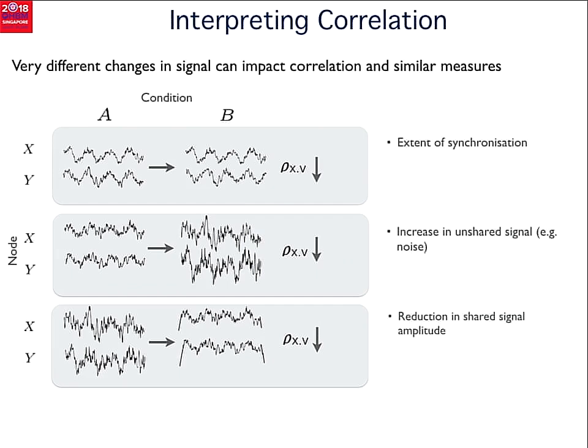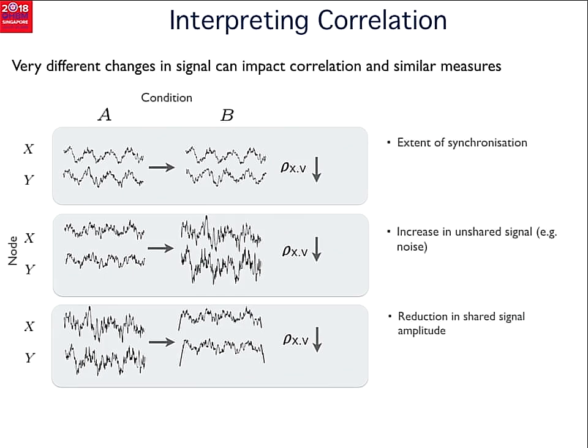For example, there may be a change in the measurement noise levels, for example, head motion in a patient group that may be affecting our correlation in that group. Alternatively, it may be the amplitude of the signals that are shared across two regions that may be modified relative to the background noise.